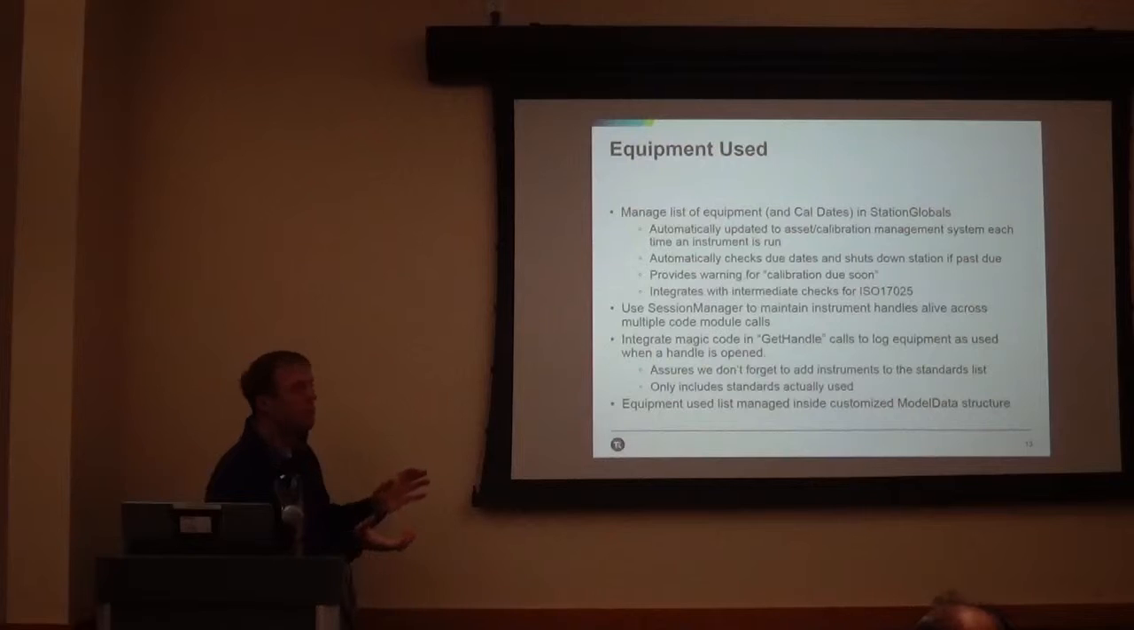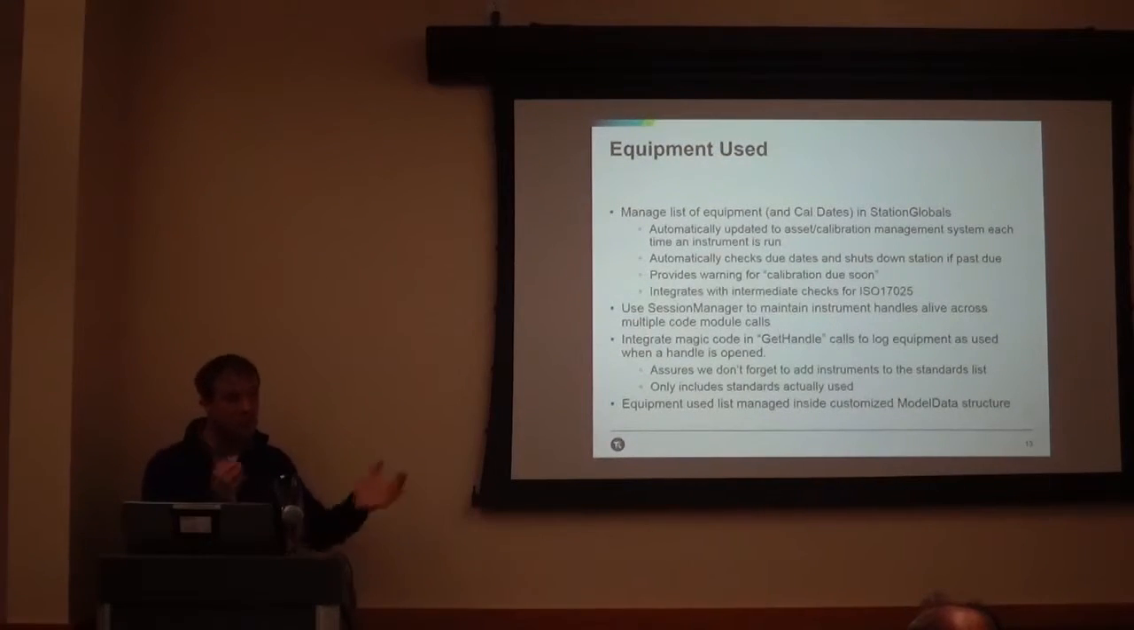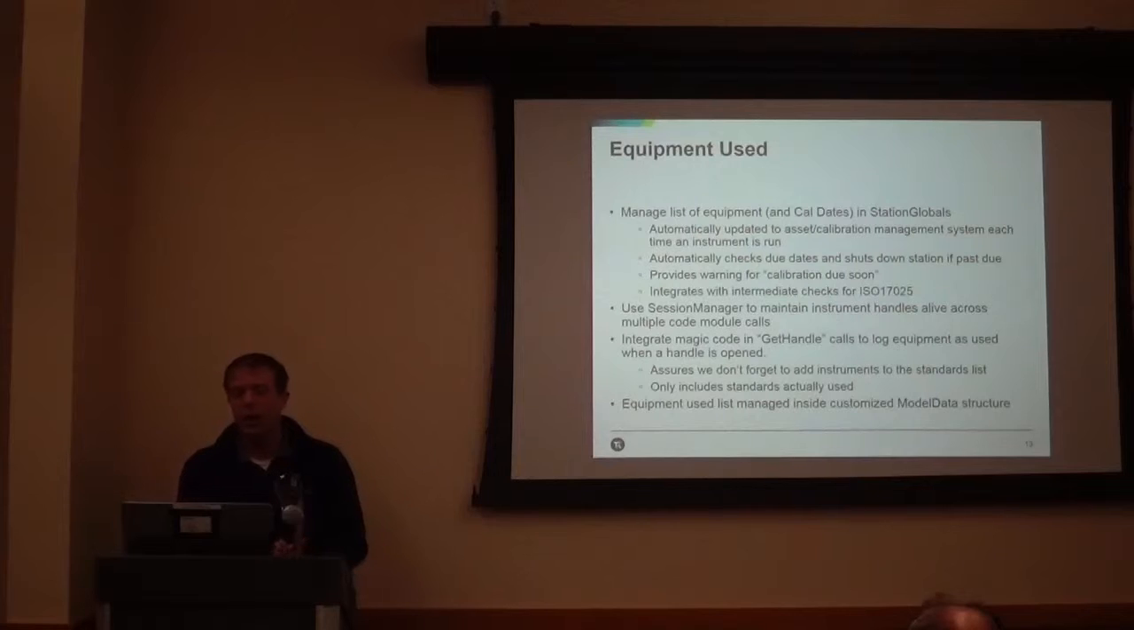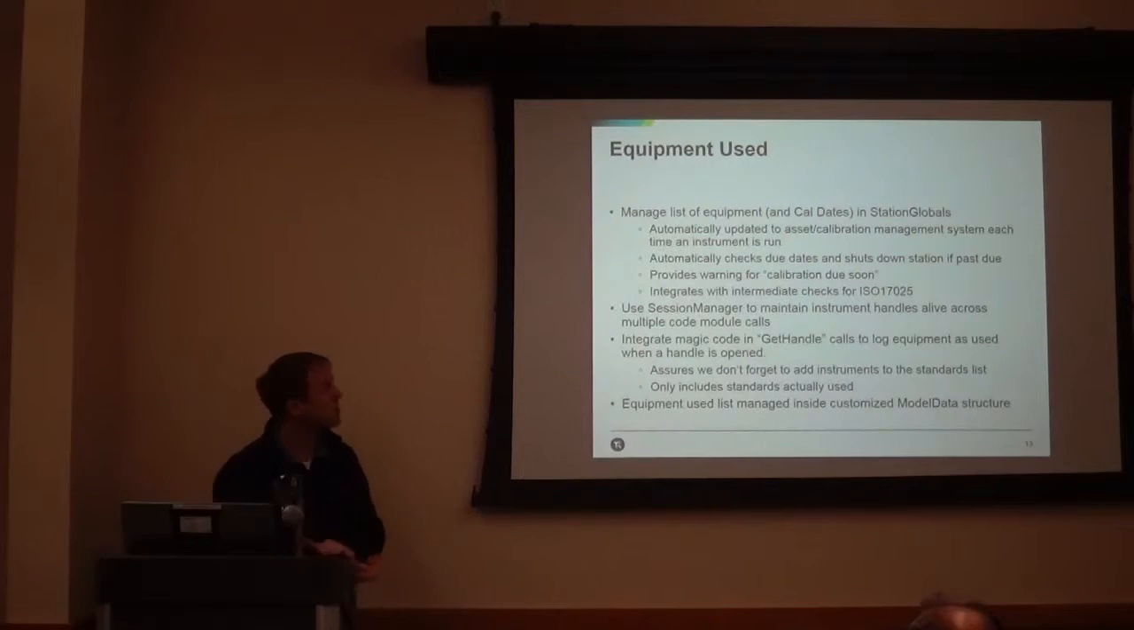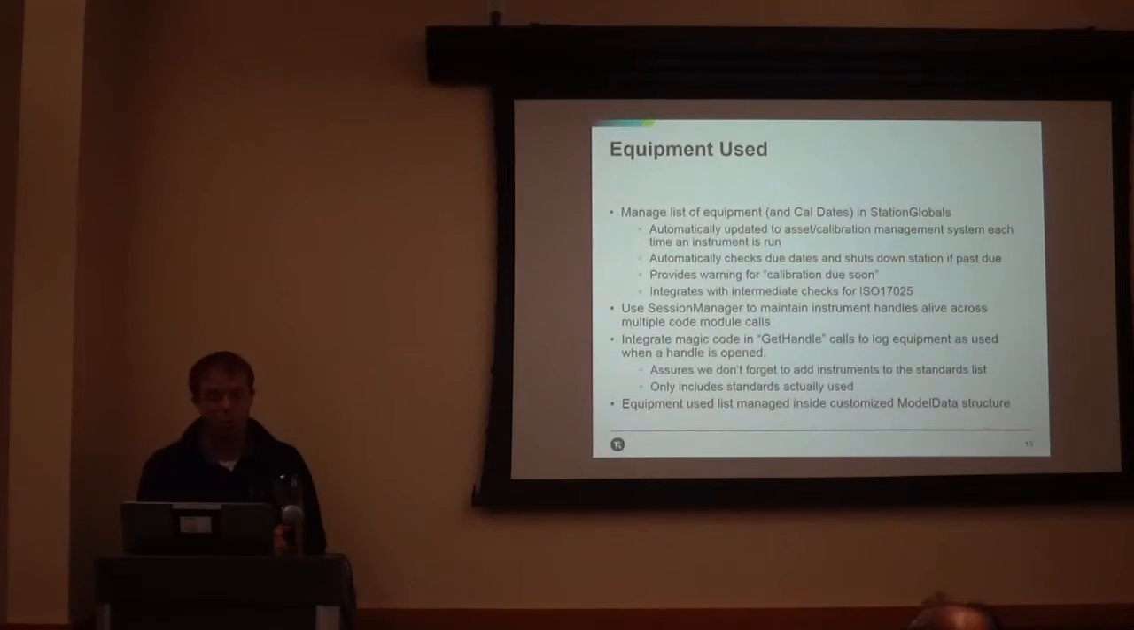We store all that information in a custom structure in our station globals files on that station that says, here's the list of equipment that's on this system, and it gets updated periodically against our asset management system. And it does a bunch of checks to make sure the cal dates are appropriate for what we're doing.